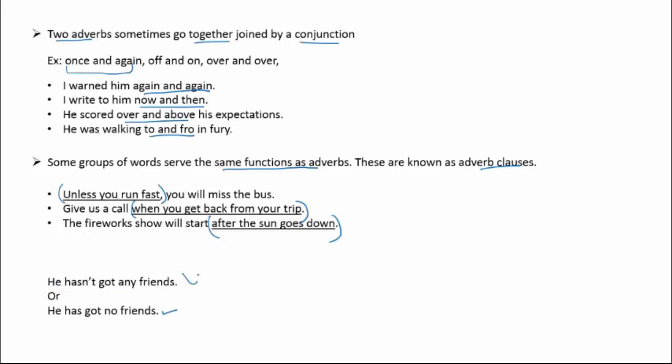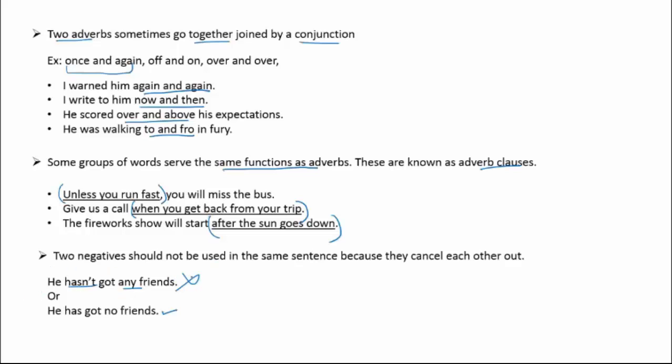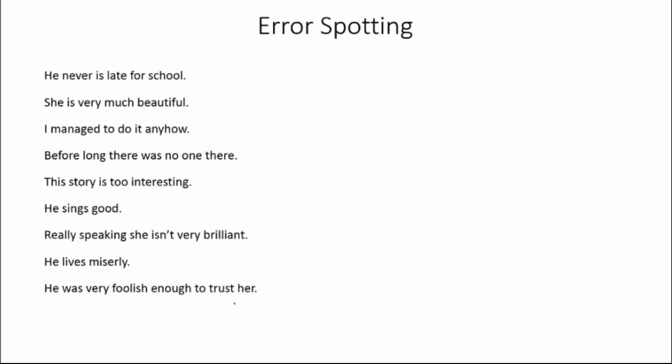This is wrong. Why? Because hasn't also is negative and any also is negative. So we have to make sure we don't use two negatives in the same sentence because they cancel out each other. So two negatives should not be used in the same sentence. It has to be: he has got no friends. Now let's have a look at some sentences and let's find out the errors and correct them.